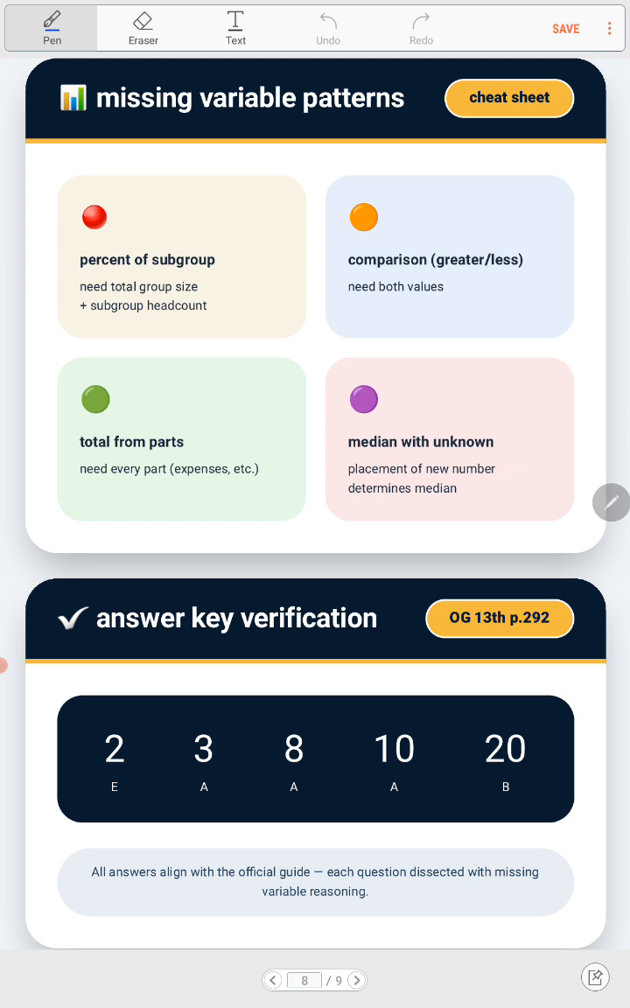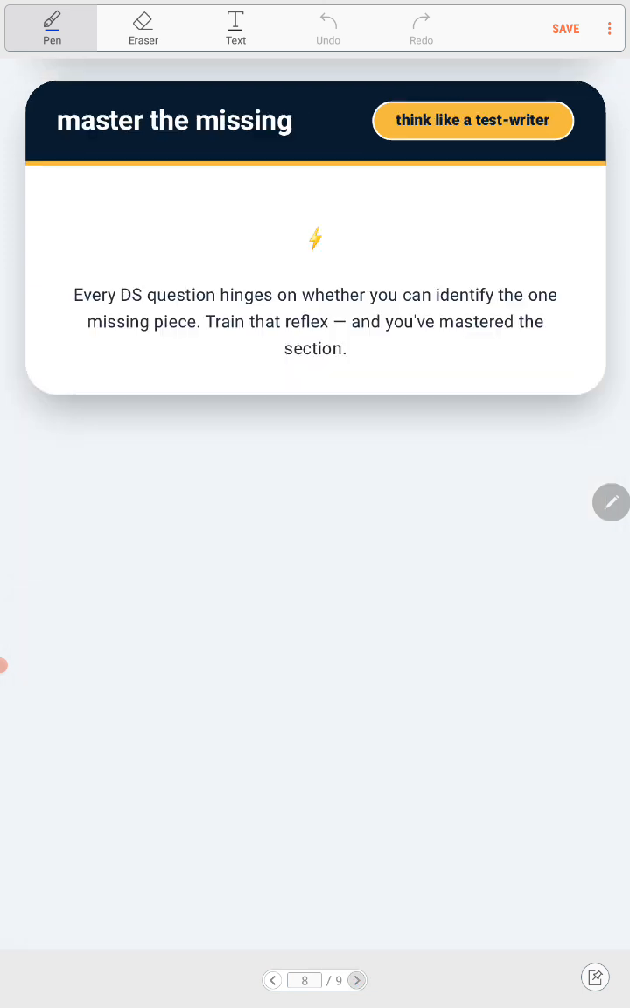Alright, what we have covered so far about percent, what you can start thinking about percent: a missing variable can be the percent of the subgroup, a total from parts, comparison. So I hope you do check this out. If you need this cheat sheet, you let me know.